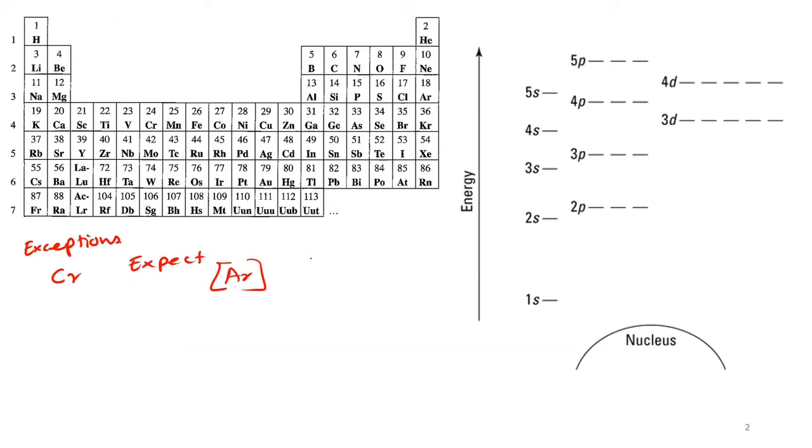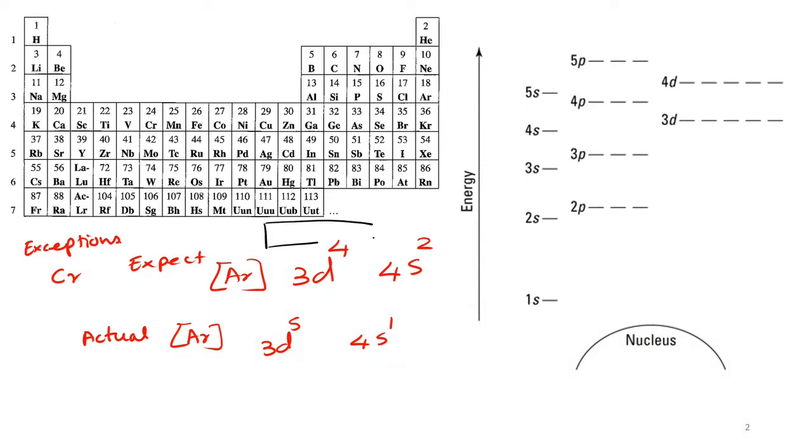So you expect 3d4, 4s2. You expect that kind of configuration, but you actually get an electron configuration like 3d5, 4s1. And we've looked into this concept, why this happened, if you consider the expected setup.